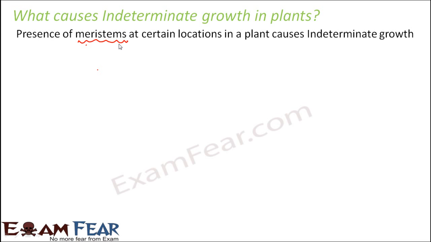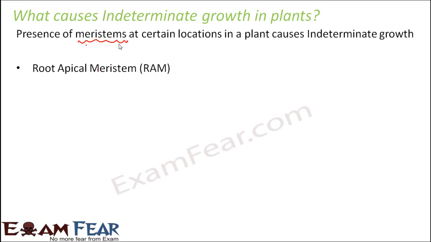These meristems are present at certain locations in a plant, and due to their presence, growth is always there, because the function of these meristematic tissues is to divide. When they divide, more cells are formed, and when more cells are produced, growth takes place. That is how growth happens, due to the presence of meristematic tissues or meristems, whatever you call it. Now when we talk about meristems, there are primarily two types of apical meristems present in a plant.